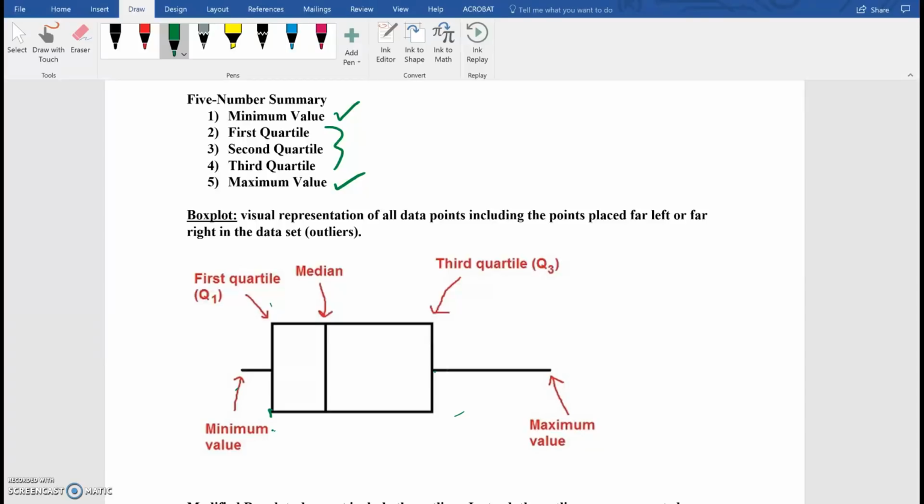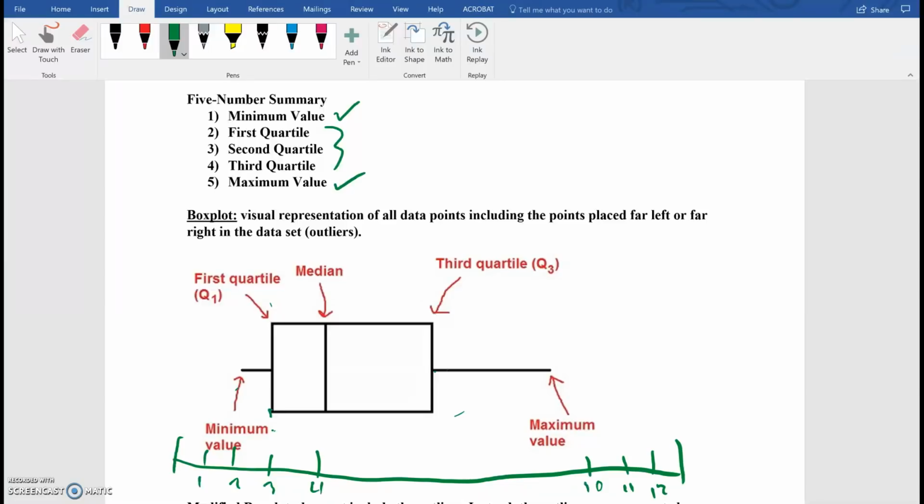Now a box plot is basically, I drew it down here, right? Usually there's a number line down here, like 1, 2, 3, 4, all the way on, 10, 11, 12, continues on, right? And basically what it does, it gives you some sort of visual representation of all of the data. That's not a histogram, that's not a pie chart, that's not anything else like that, okay? So basically a box plot is just a visual representation of all data points, including the points far to the left or far to the right.